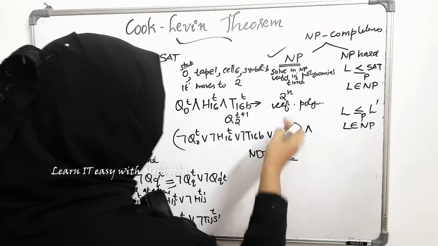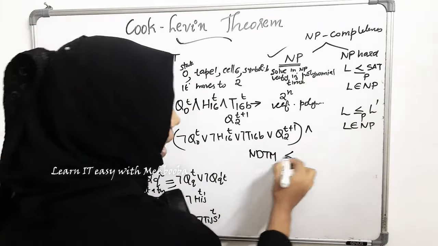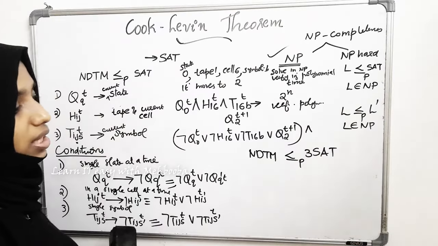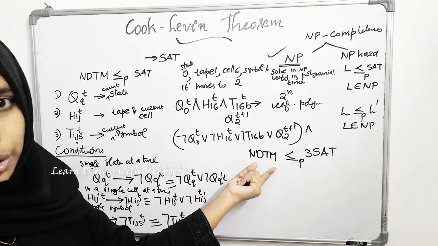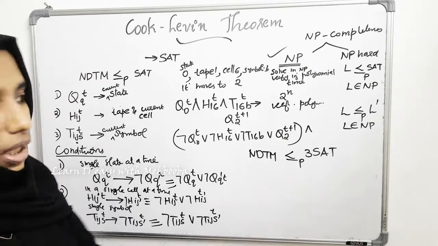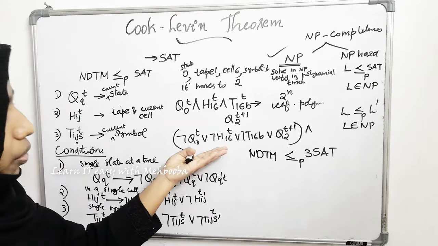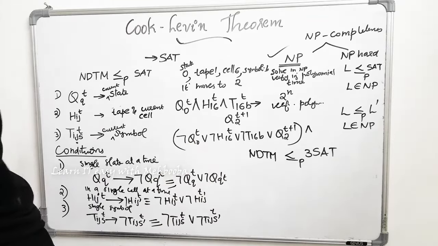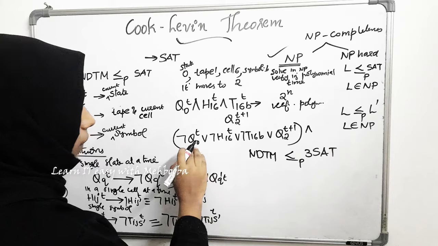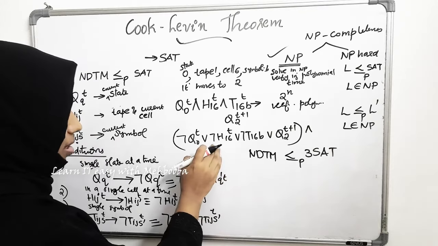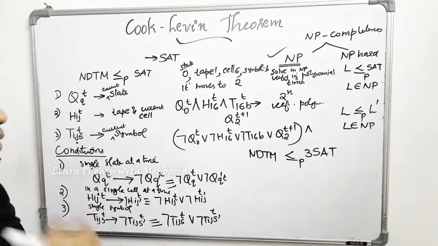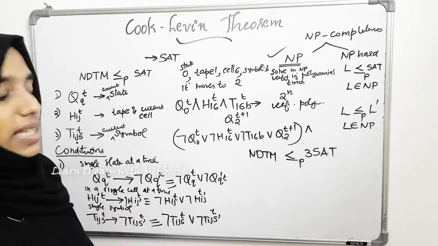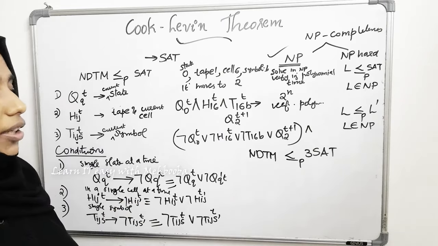Now what we need to prove, the second part of Cook-Levin's theorem, is that an NDTM can be reduced to 3 SAT, or 3 SAT is NP complete also. So a non-deterministic Turing machine should also be reduced to 3 SAT. See, if we can reduce it to SAT, we can easily convert the SAT into a 3 SAT to complete the proof. That is, this is the SAT formula, I mean conjunctive normal form formula. So any conjunctive normal form formula can be converted into 3CNF format. That is, any CNF formula can be converted to 3CNF.